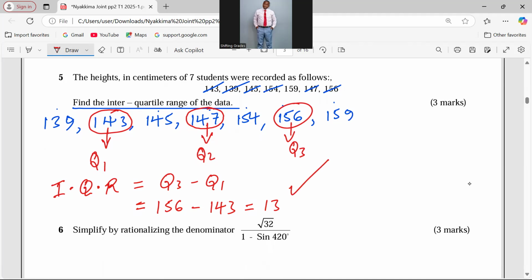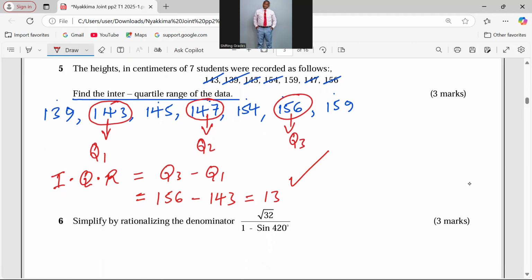13, that's the value. Some other times you can be told to find the semi-interquartile range. That will mean the interquartile range divided by 2. Yeah, such a thing.